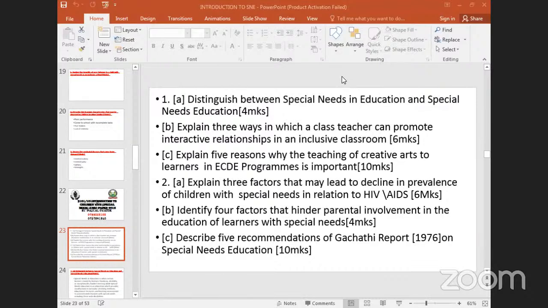So we may move on to part C of question 1, if there is no one with something to add on part B. Which year are we revising? 2015. Okay, thanks. So we are on question C. Explain 5 reasons why the teaching of creative arts to learners in ECD programs is important. Why do we teach creative arts?